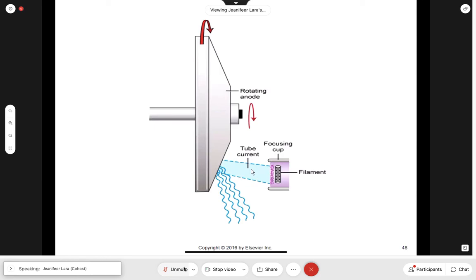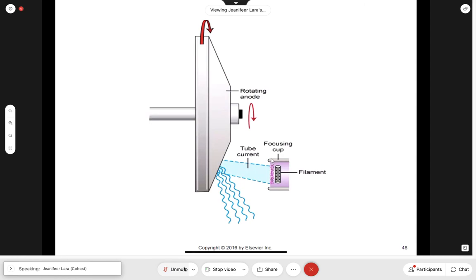So let's talk about the energy. Electricity supplied to the filament. The energy was converted into heat. Heat created the heating of the filament, which caused thermionic emission, the emission of electrons from its tungsten atoms. The energizing of the focusing cup has allowed the electrons to stay in one place. They haven't floated over.